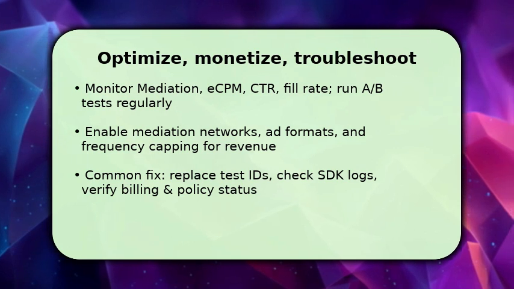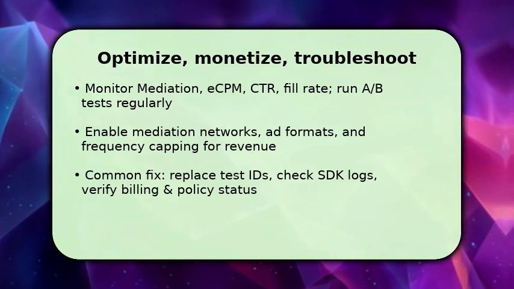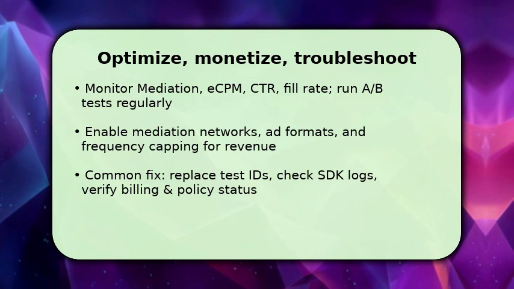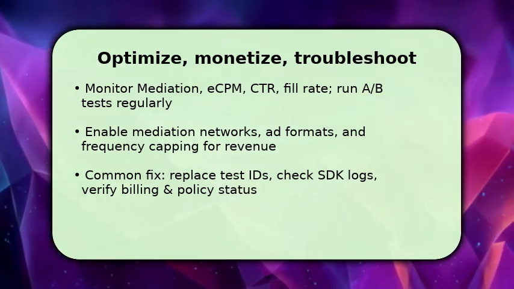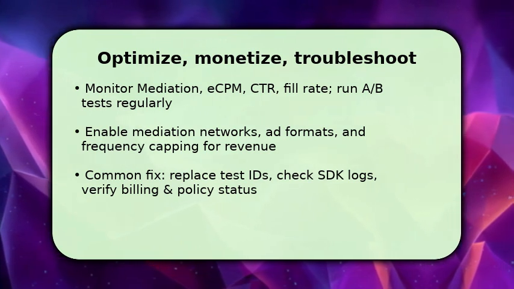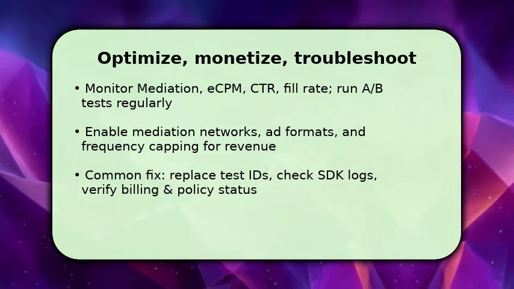Review eCPM, CTR, fill rate, and RPM, then enable mediation and additional networks to increase fill and yield. Once done, run A/B tests on formats and placements, and adjust frequency caps for better retention.